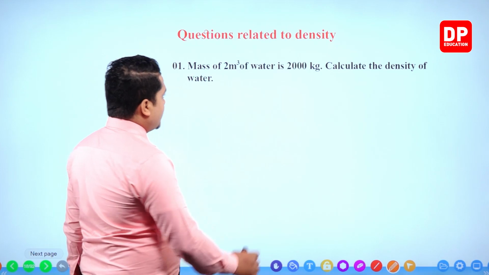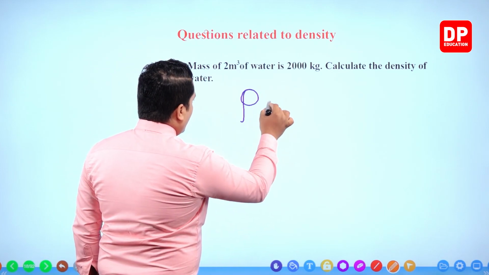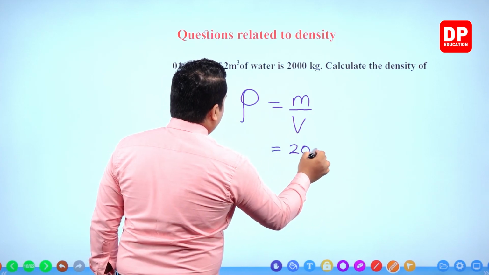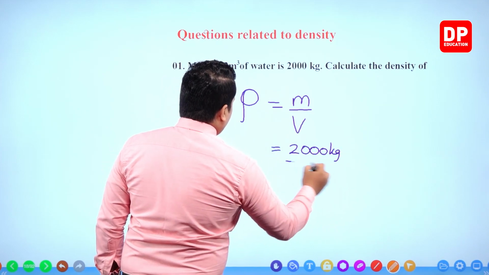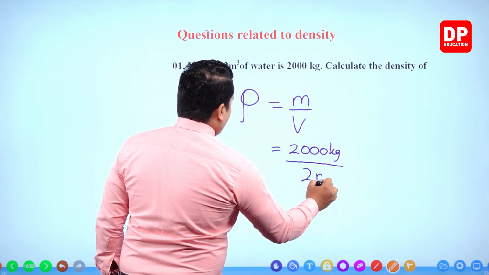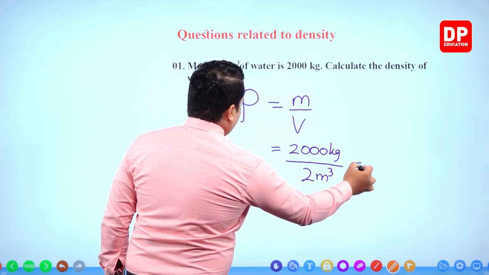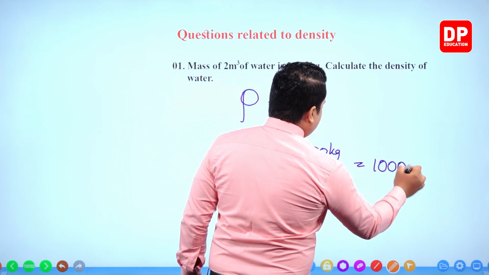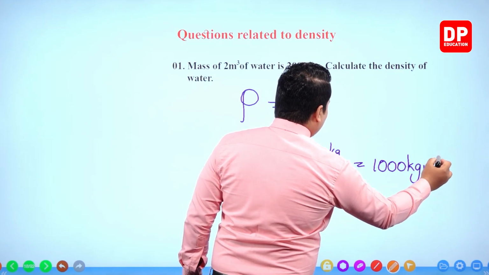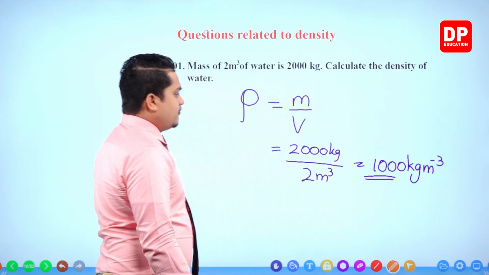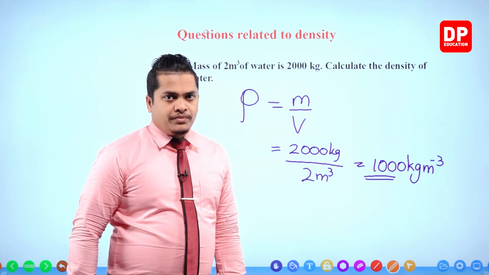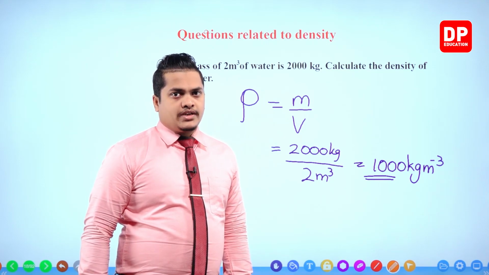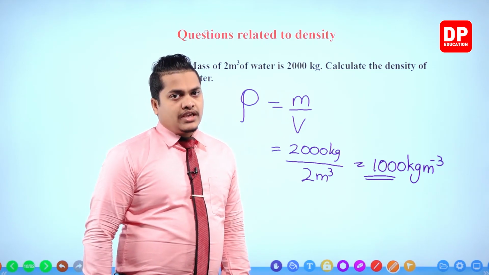It's very simple, my dear children. You apply the formula rho equals m over v. Mass is given as 2000 kilograms. Volume is given as 2 cubic meters. When you divide 2000 by 2, it is equal to 1000. This is the usual general density of water, 1000 kilograms per cubic meter. So within 1 cubic meter, it contains 1000 kilograms.